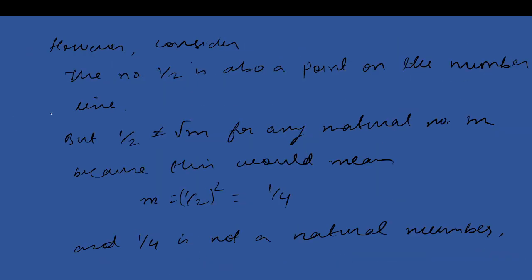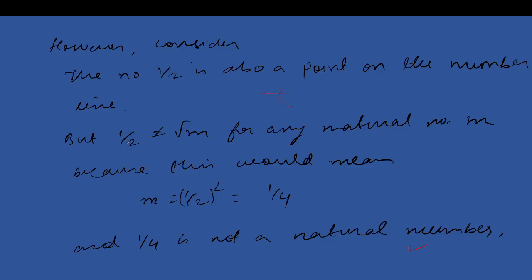However, consider the number 1 by 2, which is also a point on the number line. This is a rational number, so it is also a point on the number line. But 1 by 2 is not equal to root m for any natural number m, because this would mean m is equal to (1 by 2) square, which is 1 by 4, and 1 by 4 is not a natural number.